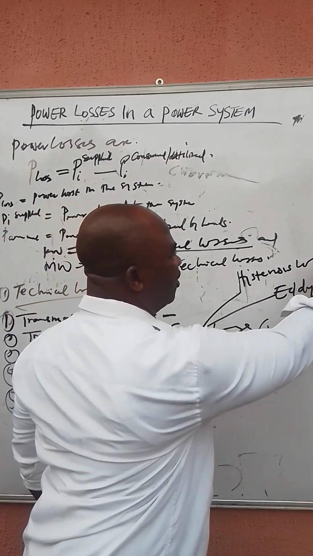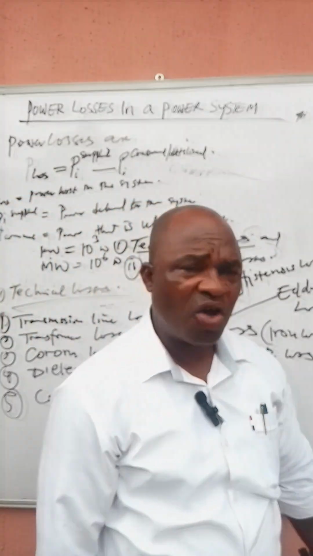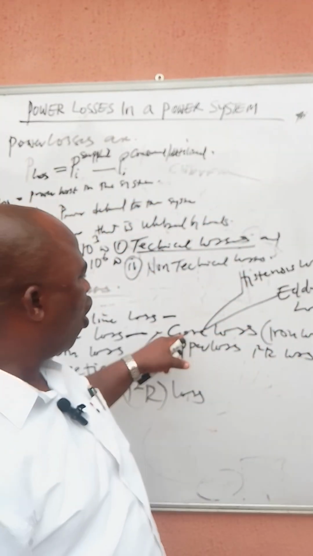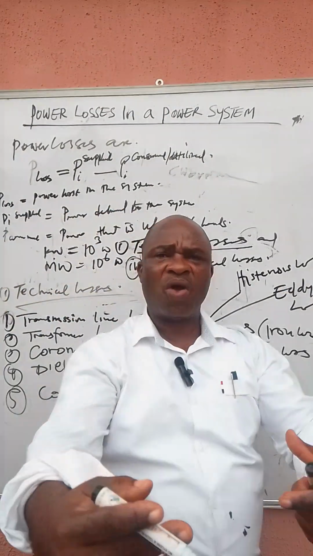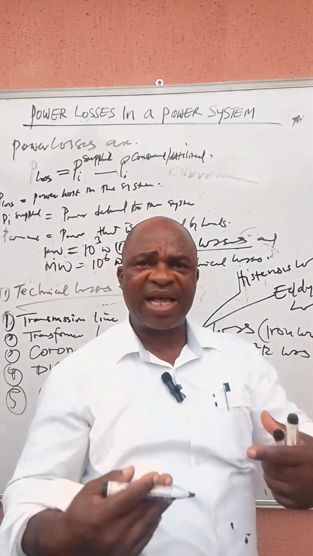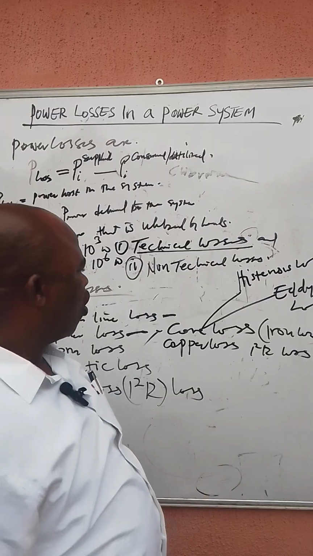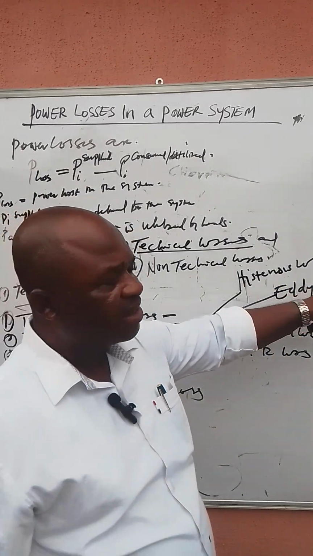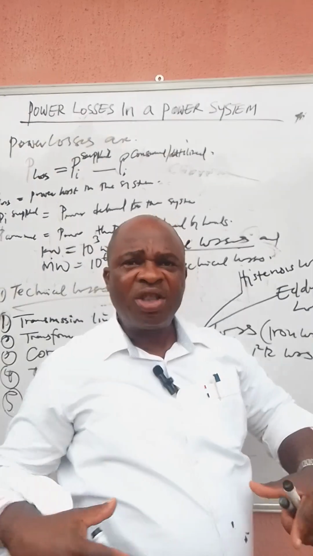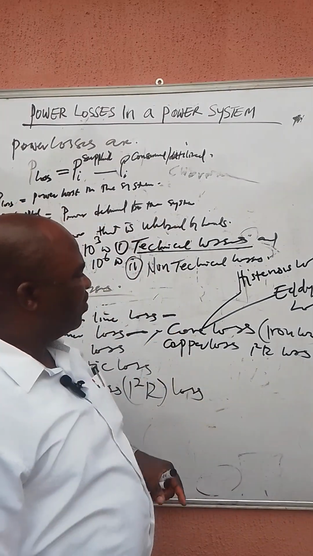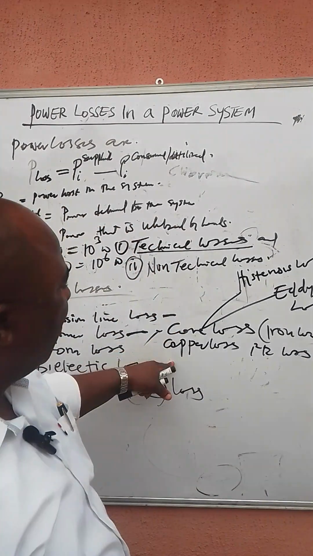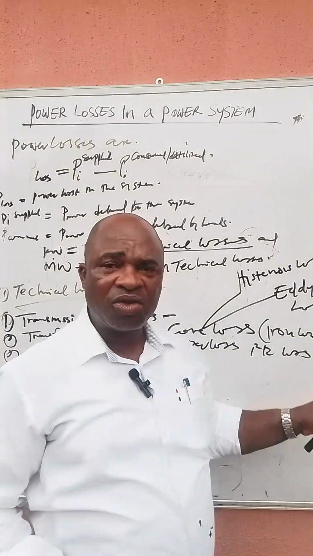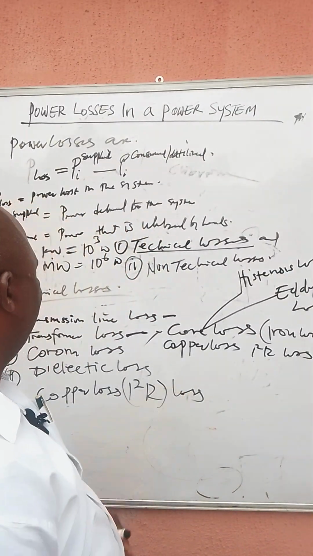And what is hysteresis loss? Hysteresis loss is a loss that takes place in the core of a transformer as a result of magnetization and demagnetization of the core. Then eddy current loss is as a result of cycling, alternating current in the core of the transformer. And then copper loss is a loss as a result of the transformer windings.